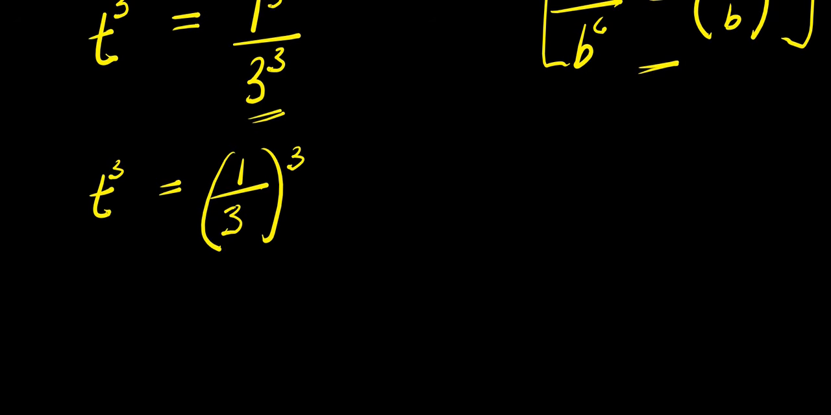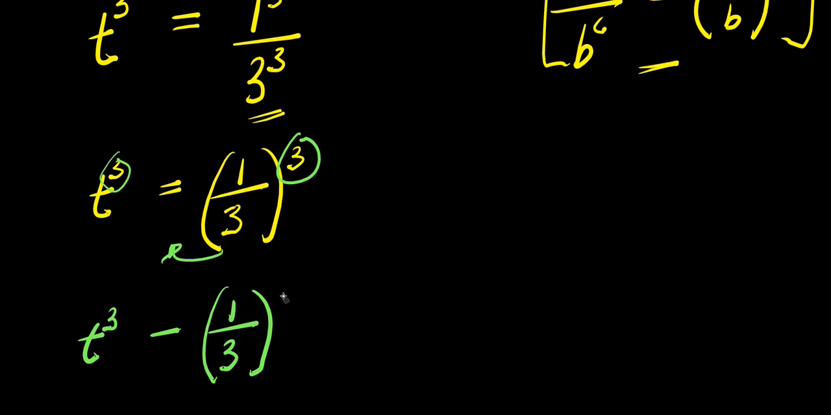Now, as you can see, there is power 3 here, there is power 3 here. We can simply move this over here. So we are going to have t to the power 3 minus 1 divided by 3 raised to the power of 3, and this equals 0.